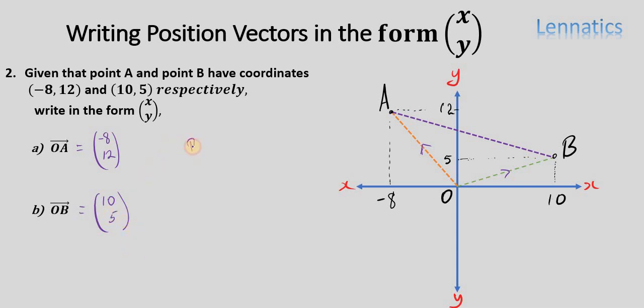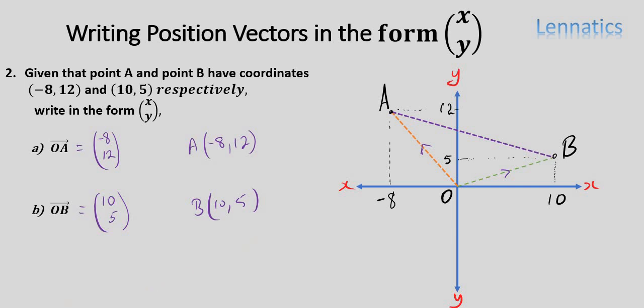Now if you notice, point A has location (-8, 12), as you can see, and point B has location (10, 5). And do you notice something here? Point A and the position vector of point A have the same components, (-8, 12). And point B and the position vector of B have the same components, (10, 5). So once we're given the coordinates of a point, then the position vector of that point will have the same components. Hopefully that was helpful.